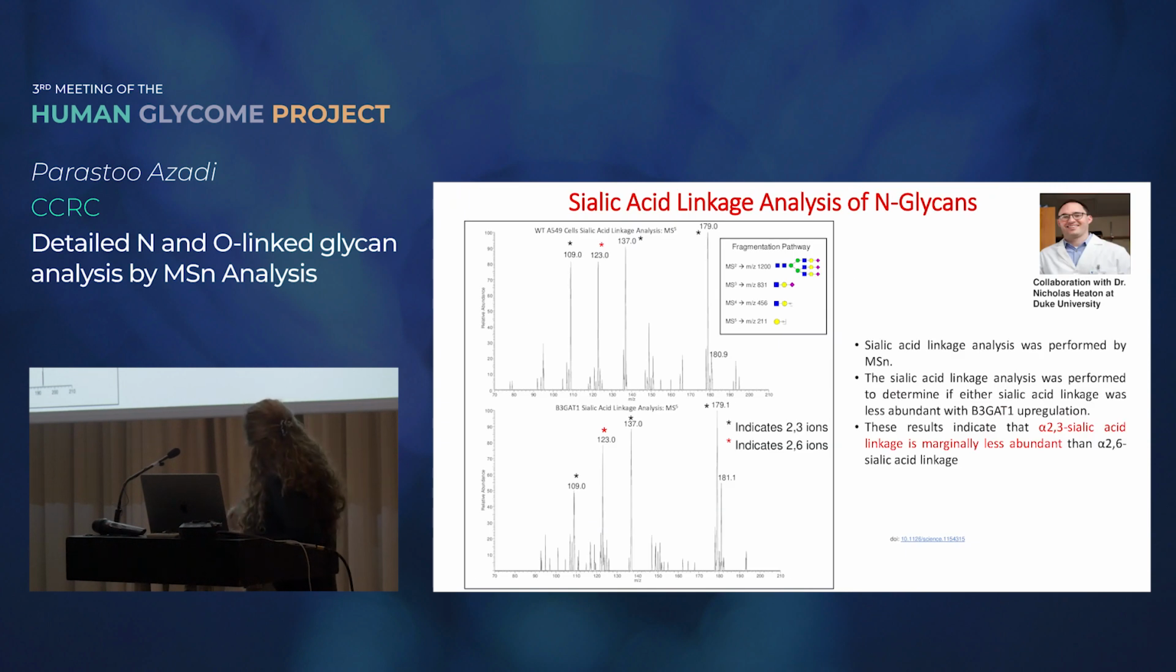And also confirmed the linkage of the remaining sialic acid. There was a residual amount of sialic acid left after the introduction of the glucose into the N-linked pathway. And interestingly, the results indicate that the alpha 2,3 sialic acid linkage is marginally less abundant than the 2,6 from the remaining sialic acids that are still there.